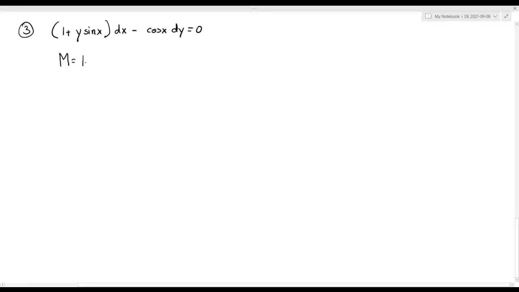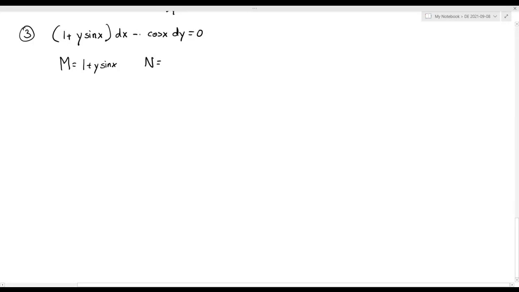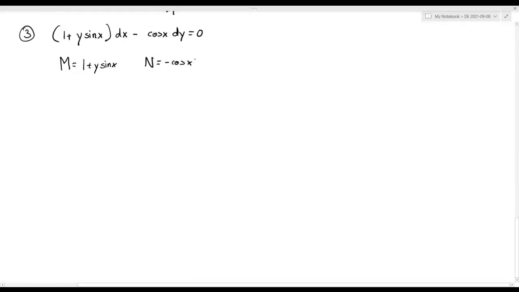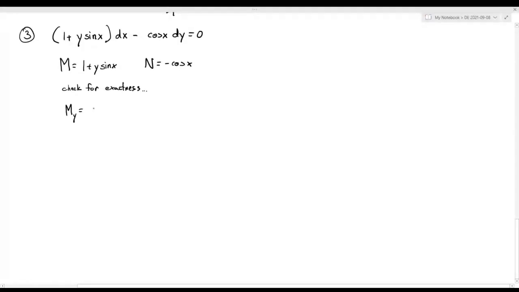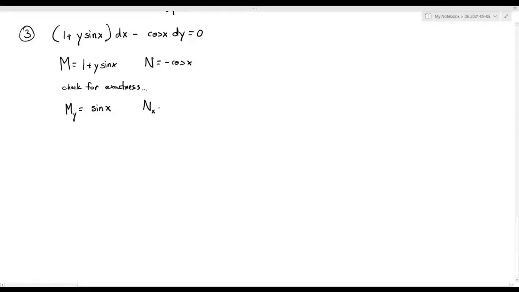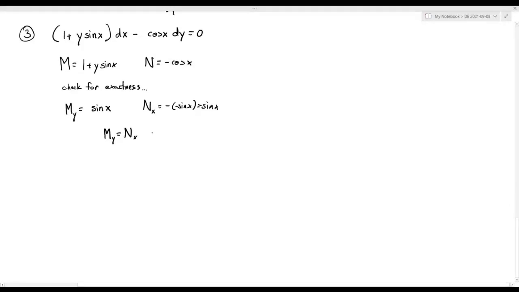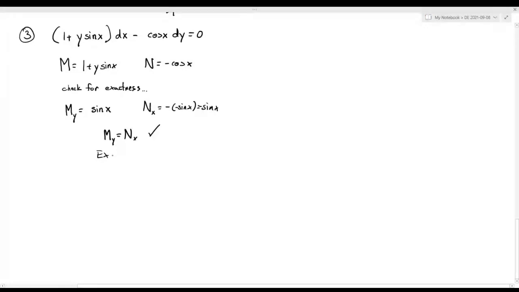M is the function multiplying dx. N here is, if you notice, a negative cosine of x. We check for exactness. So differentiate M with respect to variable y, and then you differentiate N with respect to variable x. Okay. So we see that, yes, indeed, these are equal. So we have an exact differential equation.